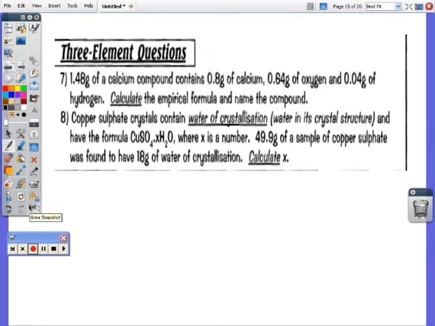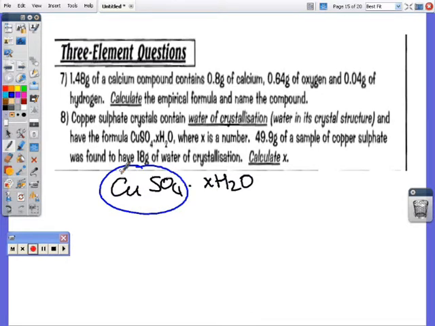So this time we go back to our old friend water of crystallization. So this time we're dealing with a compound, but it's exactly the same, except instead of trying to find out the molar ratio of elements to each other, we're trying to find the molar ratio of copper sulfate to water. So we've got to work out the moles of the copper sulfate first, and then we work out the moles of the water.